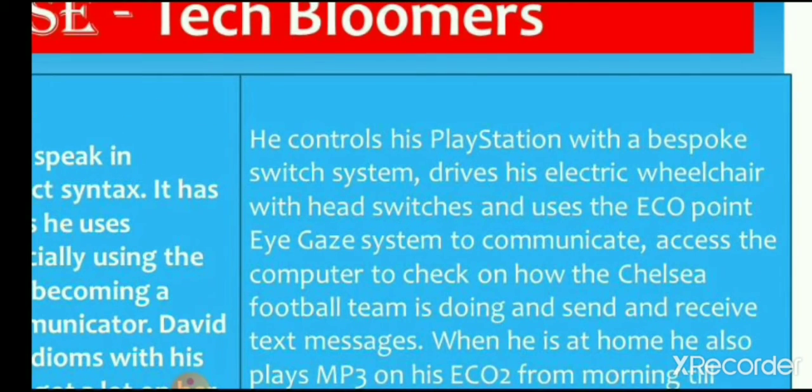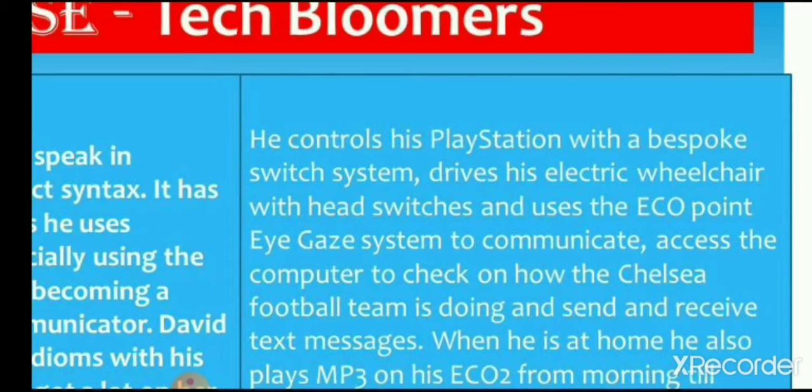He controls his PlayStation with a bespoke switch system. What is bespoke? Made in advance to order. That is, a product can be made on the specifications of the person who orders it. So, a PlayStation is made depending upon the specifications of the person. He uses it, he controls it.